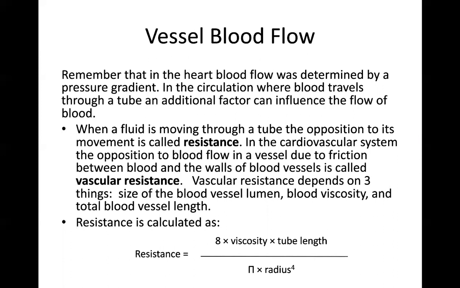In our cardiovascular system, opposition to blood flow in a vessel is due to friction between the blood and the walls of our blood vessels, and we call this vascular resistance. Sometimes you'll see it listed as systemic vascular resistance. That's a measure of all resistances. And there's three factors that affect resistance. Okay, the size of the blood vessel lumen.